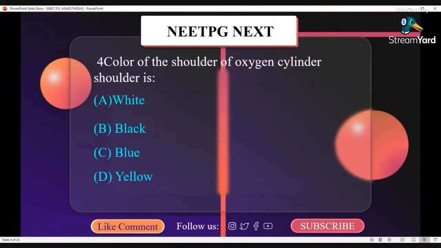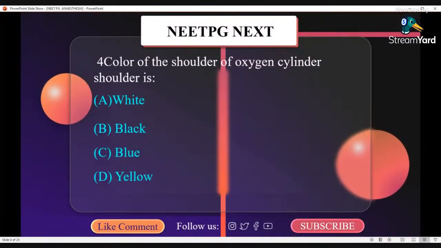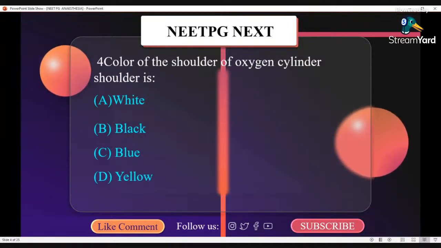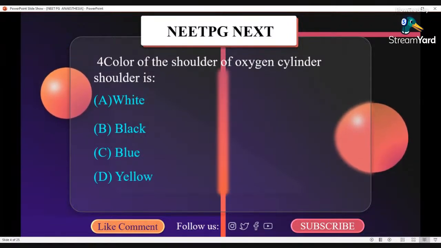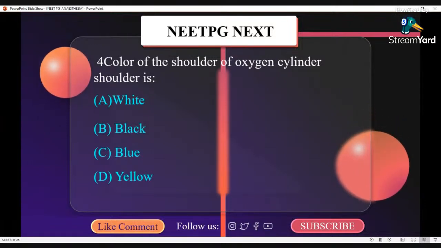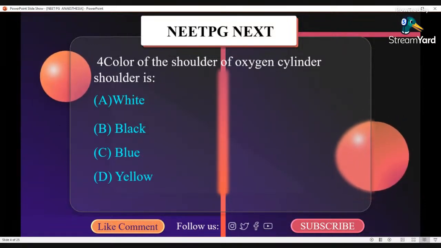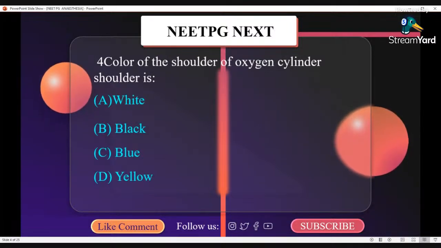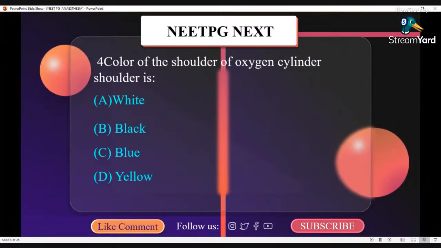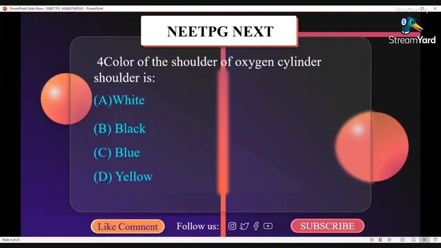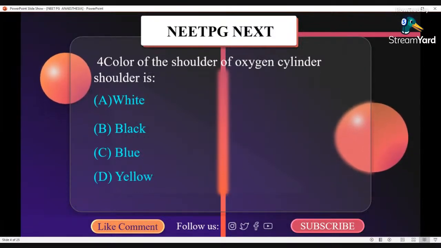Color of shoulder of oxygen cylinder is. Now this question is often repeated. Color of shoulder of oxygen cylinder is, we all know it is white, and the color of the oxygen cylinder body is black. So the correct option here is A, white.